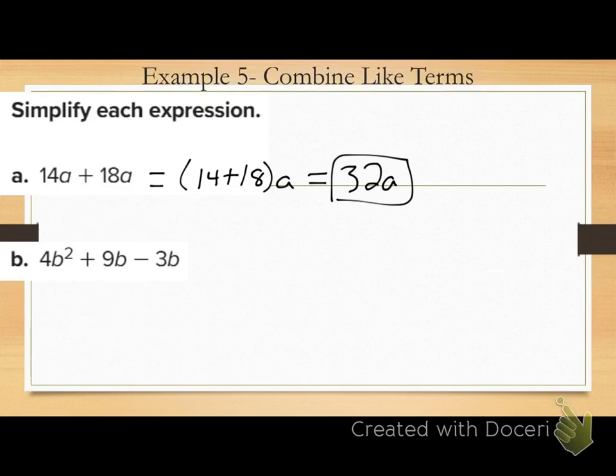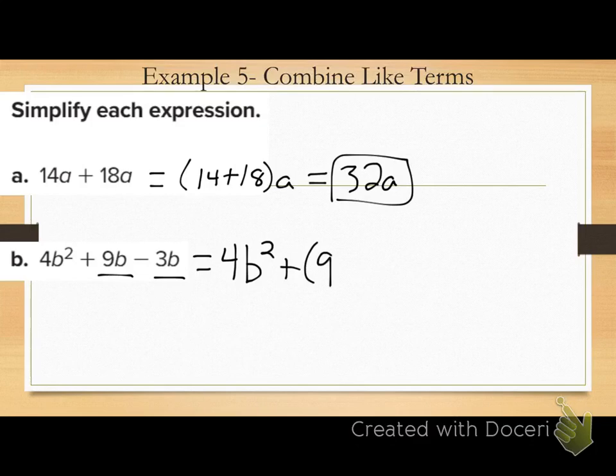9b minus 3b? Yeah. So, does everyone see how 9b and 3b are like terms here? They have the same variable. They have the same exponent. That makes them like terms. Is 4b squared a like term with them? Why not? Because it's got a different exponent than those two, correct? So I can only combine the things that are like terms. In this case, it is 9b and this negative 3b. So I'm just going to leave 4b squared like it is.